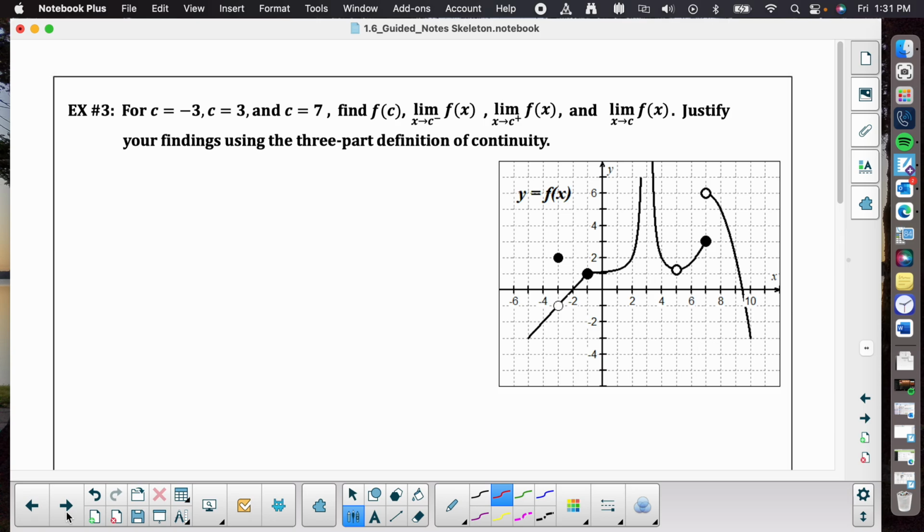So we're basically looking at 3 different numbers, and then we're supposed to find the function value, the limit on the left, the limit on the right, and the two-sided limit, and figure out if it's continuous at that location.